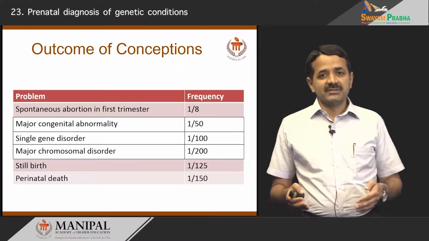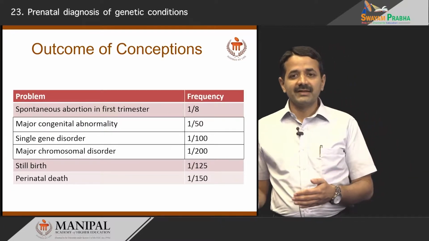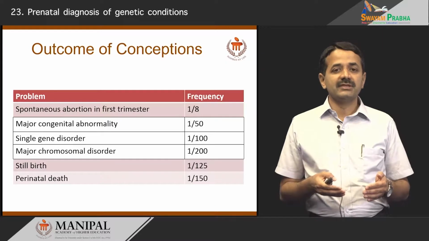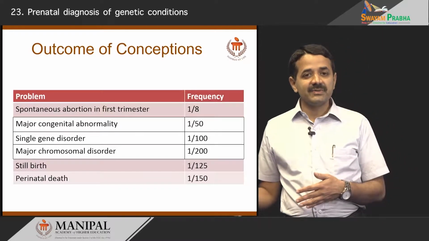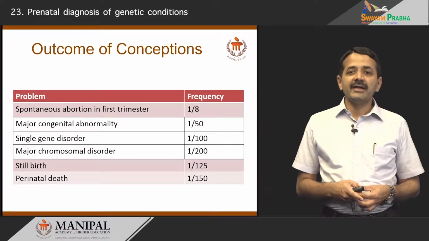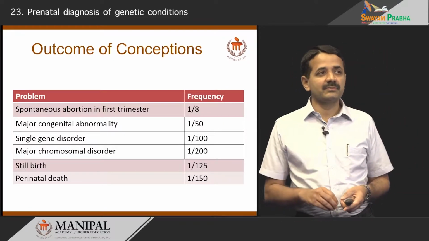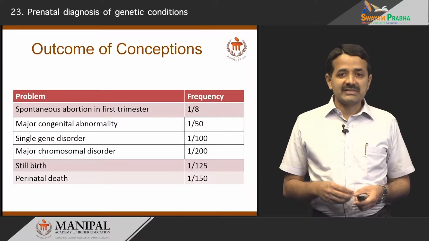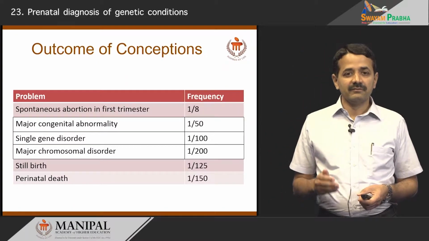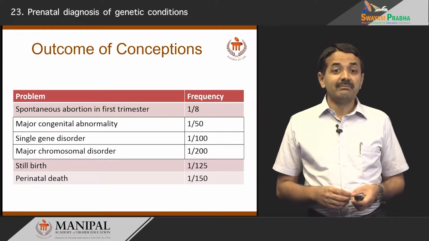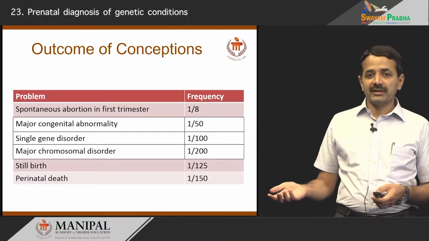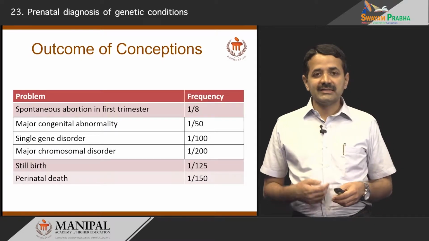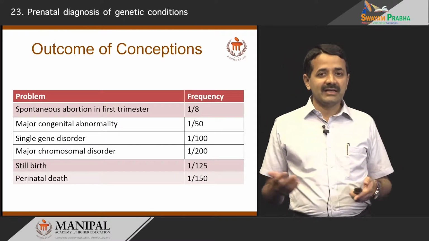If you see conceptions, everybody wishes to have a normal baby at the end of 9 months, but this does not happen in some situations. 1 in 8, sometimes we say 1 in 6 pregnancies end up in abortions, and 1 in 50, that is 2 to 3% of births, have a major congenital abnormality, and some pregnancies or babies are affected with single gene disorders. We call them Mendelian disorders or monogenic disorders. Major chromosomal abnormality can be present in 1 in 200, and some pregnancies end up in stillbirths or perinatal deaths, which are not the desired outcomes of a healthy conception.